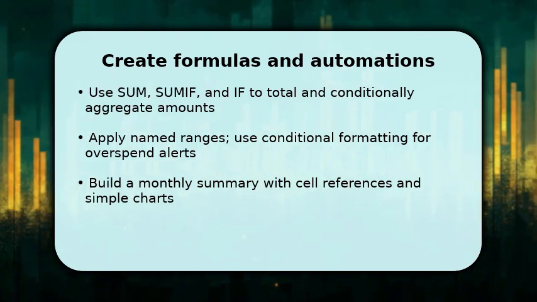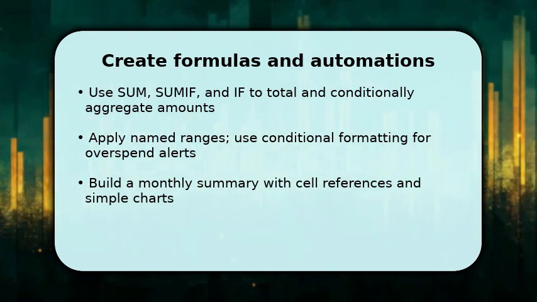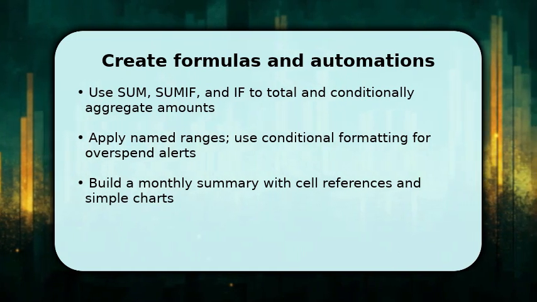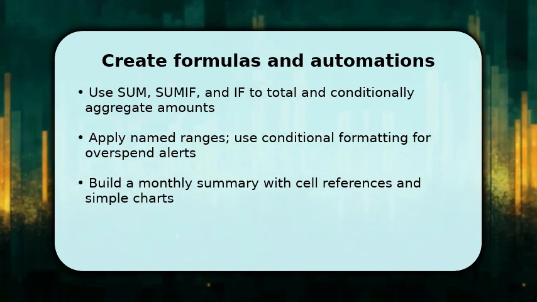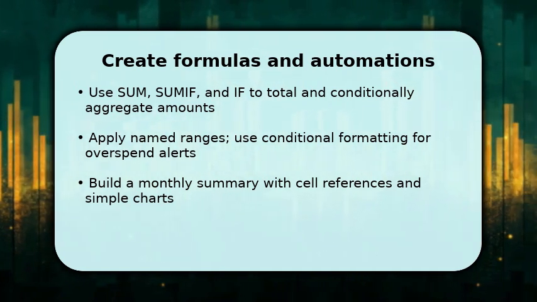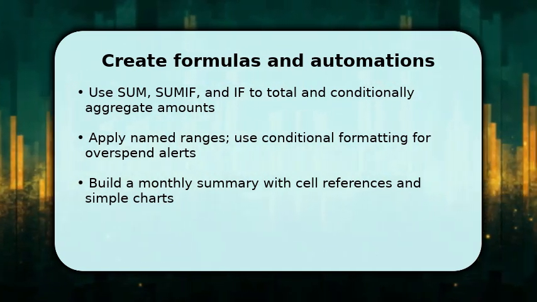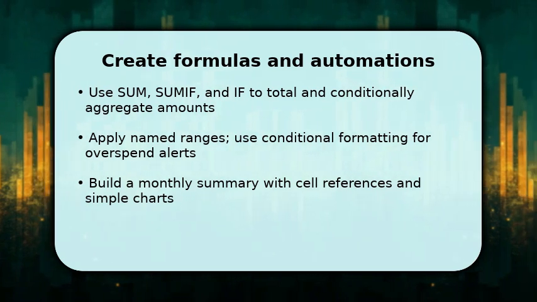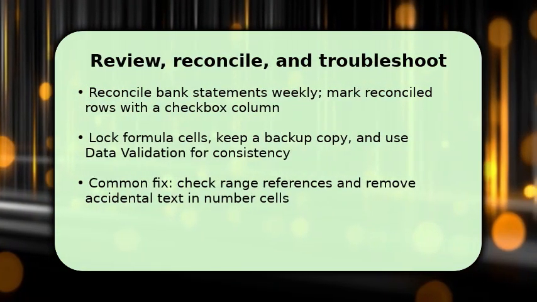Then apply conditional formatting to highlight overspending or negative balances. Visual cues reduce mistakes. Finally, create a monthly summary sheet that references totals and feeds a small chart. This gives a finishing touch by making review and reconciliation routine so the workbook stays accurate.